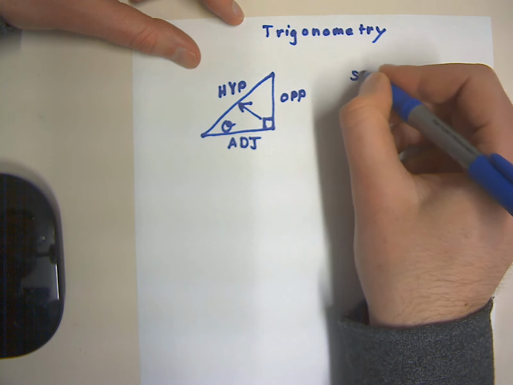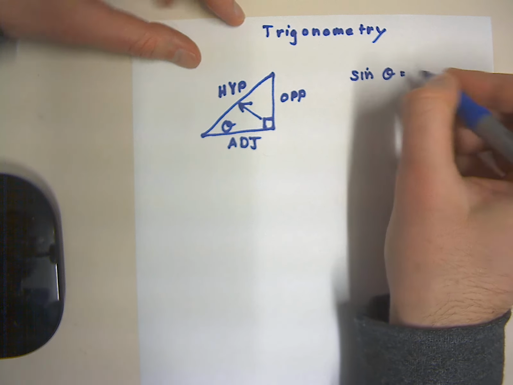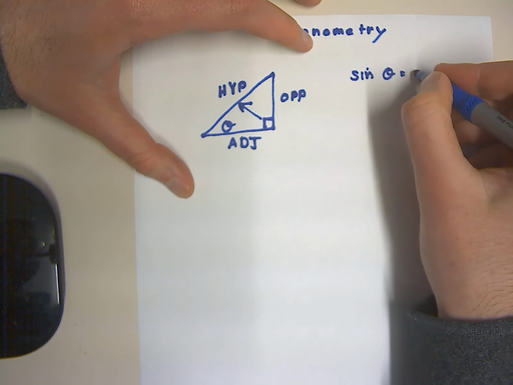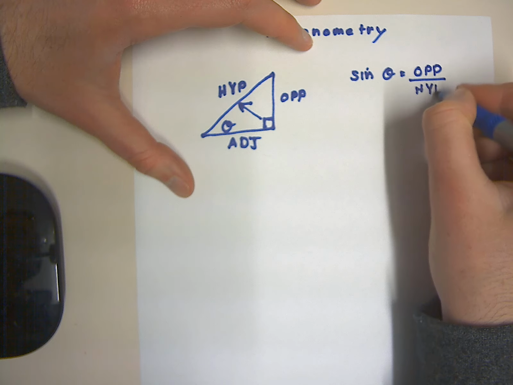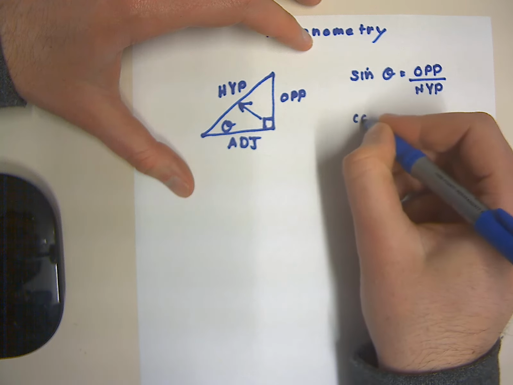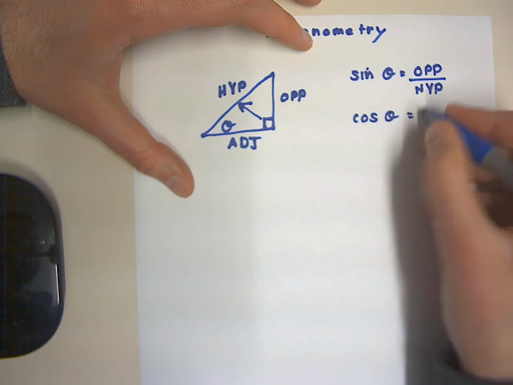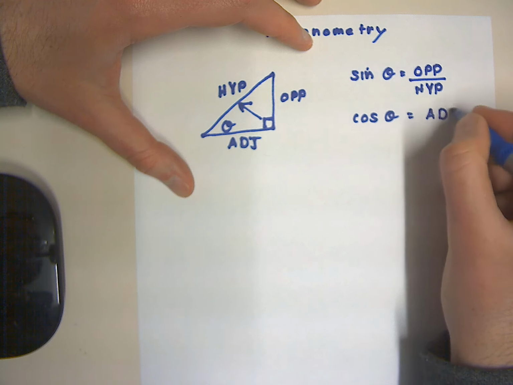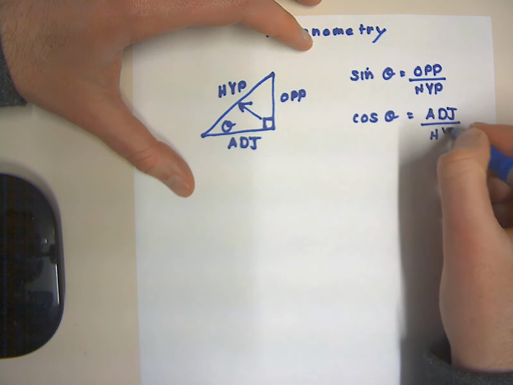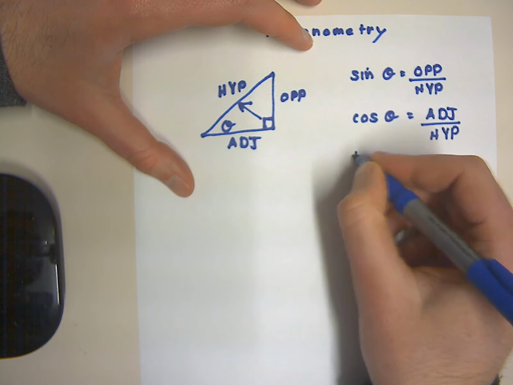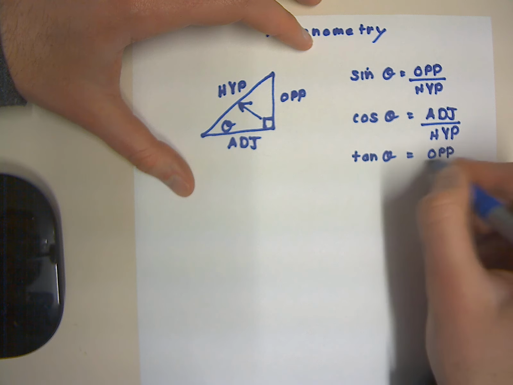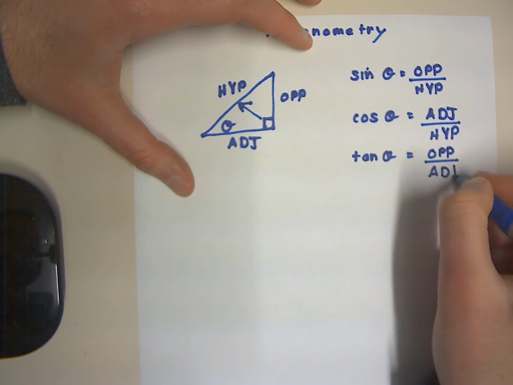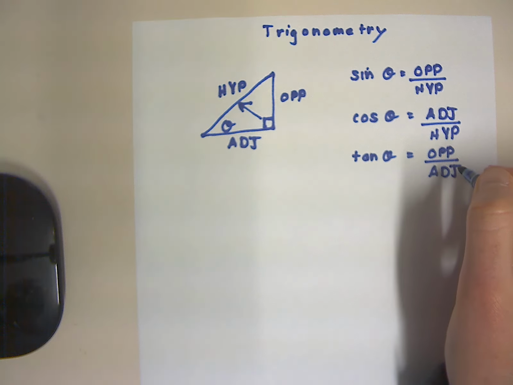And so we get sine theta, and these are your three big ratios. Sine theta is opposite over hypotenuse. Cos theta is adjacent over hypotenuse. And tan theta is opposite over adjacent. That's where trig starts.